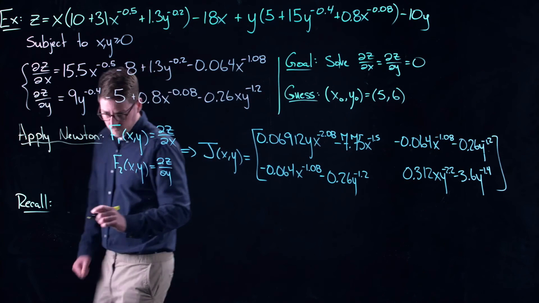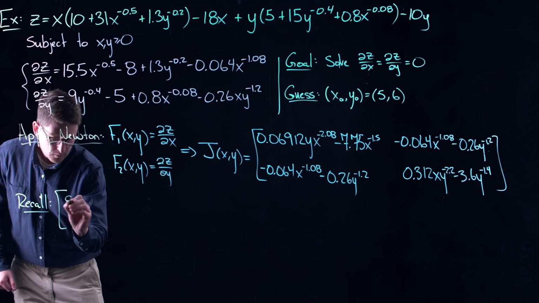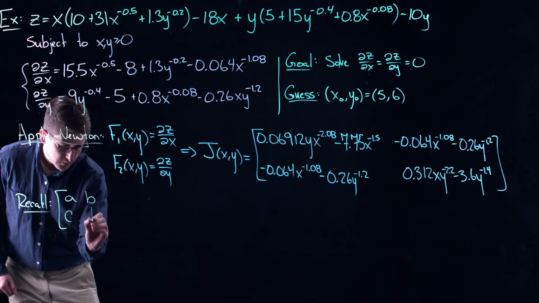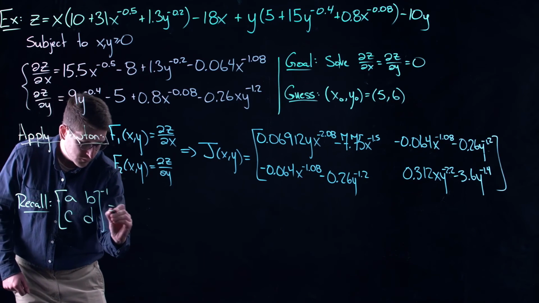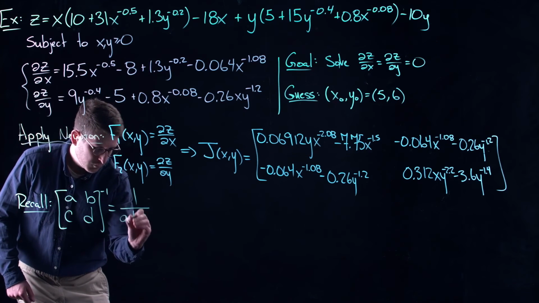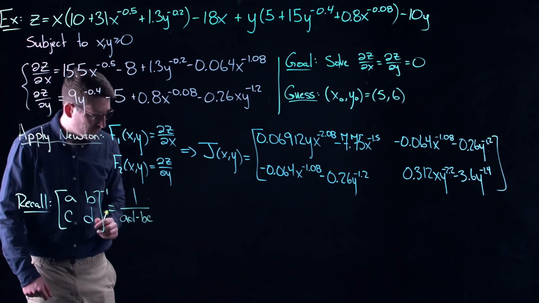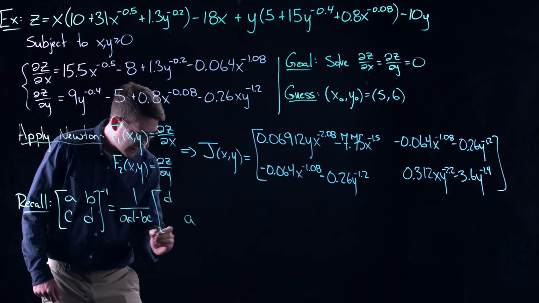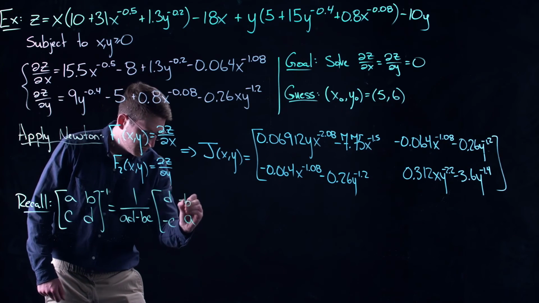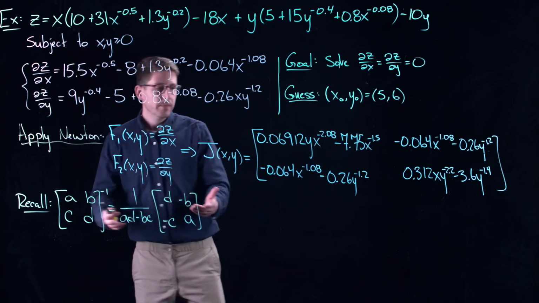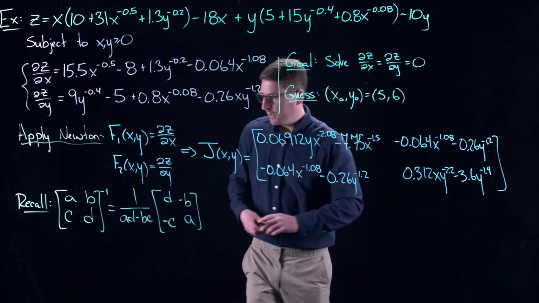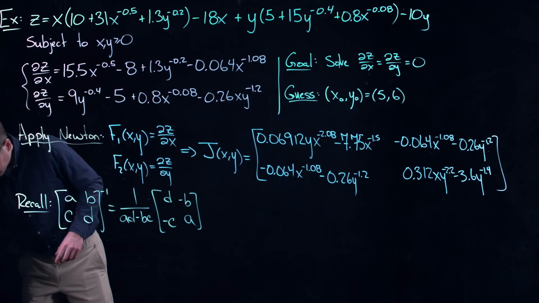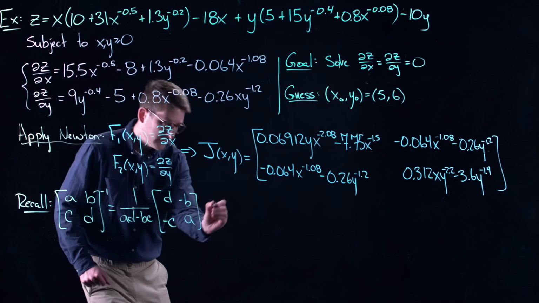But if you want to do it by hand, well, it might be good to remember the inverse of a 2 by 2 matrix, right? This is 1 over the determinant of that matrix. Then you swap D and A, and you negate B and C. So remember, Newton's method requires me to take an inverse of my Jacobian.